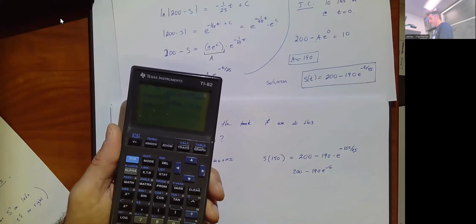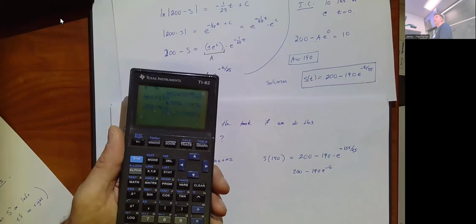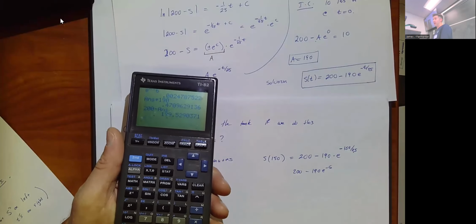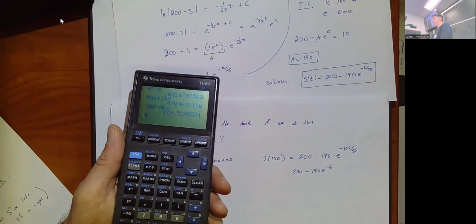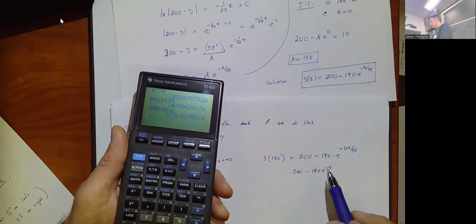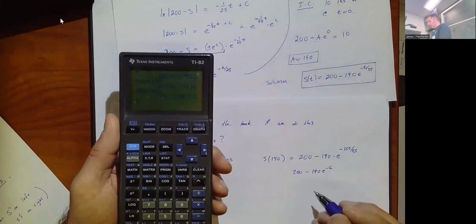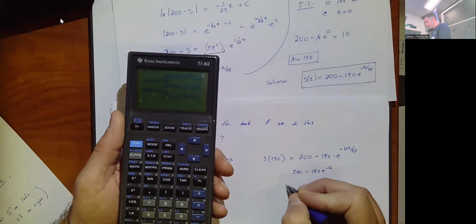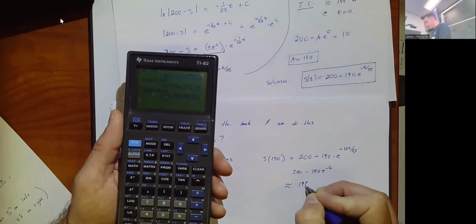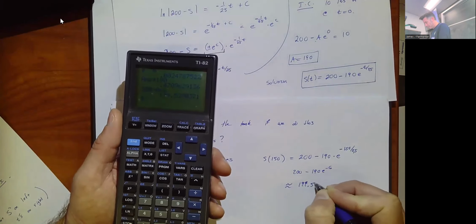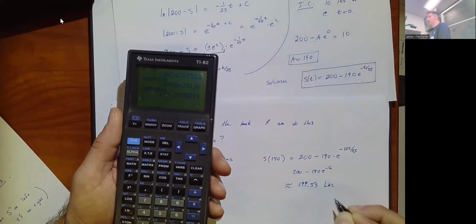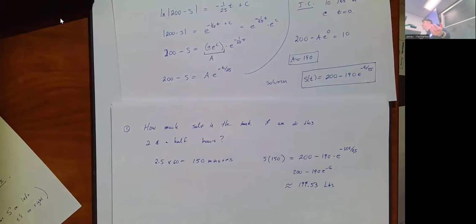So after 2.5 hours, you're pretty much close to the limit of how much salt you can get, right? There's not much more salt you can get than 200 pounds of salt in this tank, because this is just going to get smaller and smaller and smaller, but it's never going to go to zero. So after 150 minutes, we're getting 199.53 pounds of salt. There's really not any more you can get.